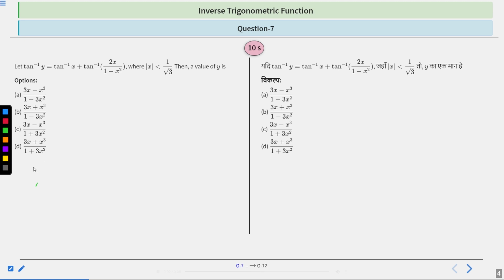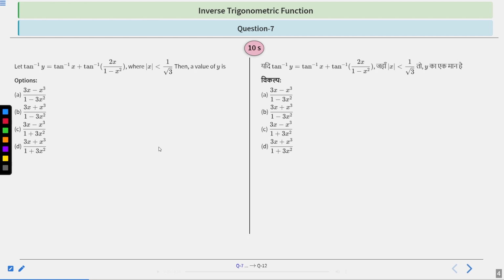Let's start with question number 7. Question number 7 says, let tan inverse y is equal to tan inverse x plus tan inverse 2x upon 1 minus x square, where mod x is less than 1 by root 3, then the value of y is. We basically have to find the value of y, right?